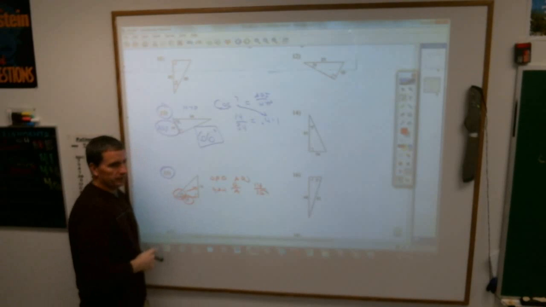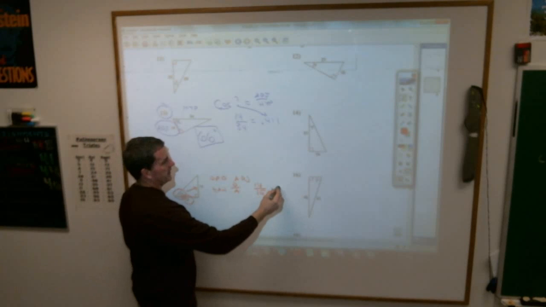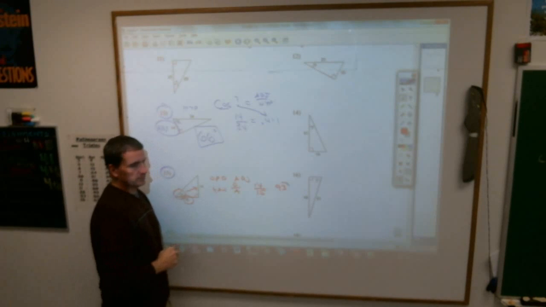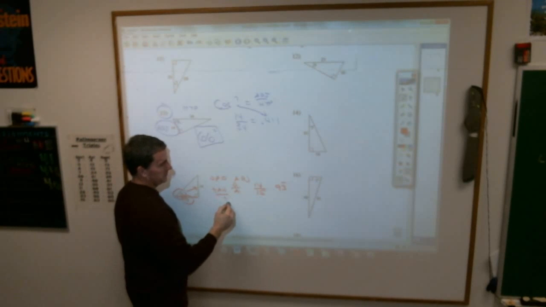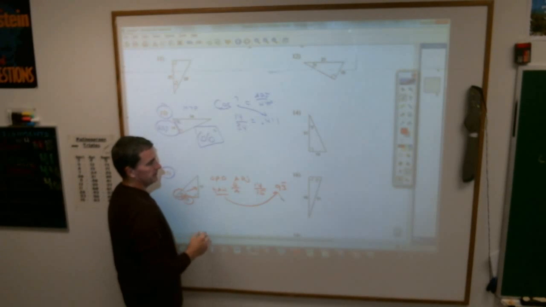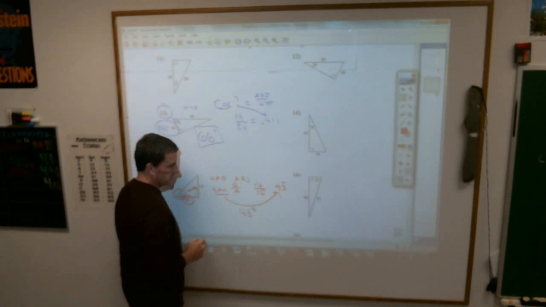Using your calculator, dividing 14 by 15, you're going to get 0.9 something. I looked at the wrong thing on my chart. It's like 43 degrees. And then find where tangent of that is, which is what? 43 degrees.